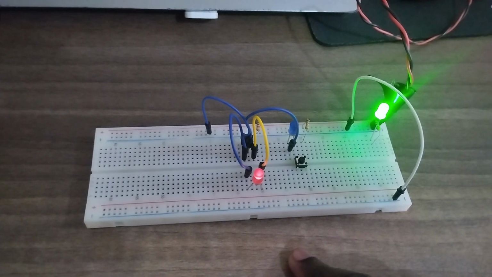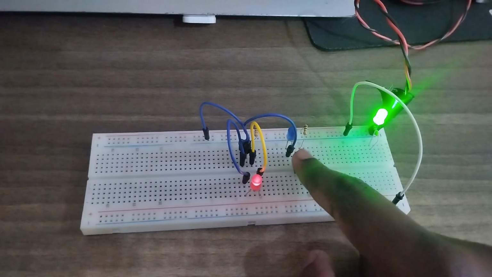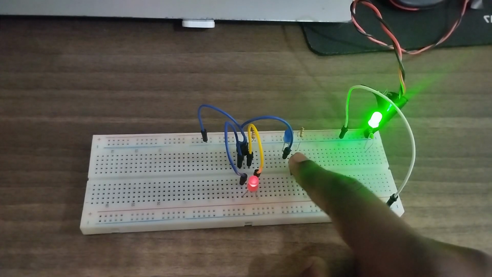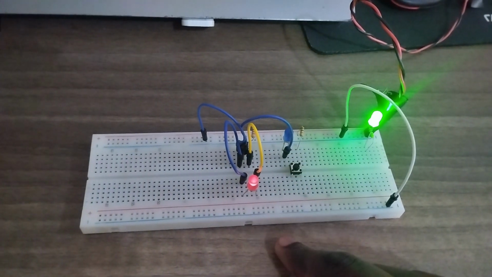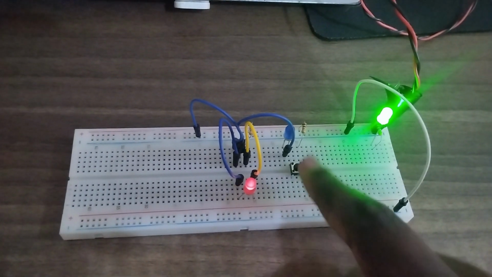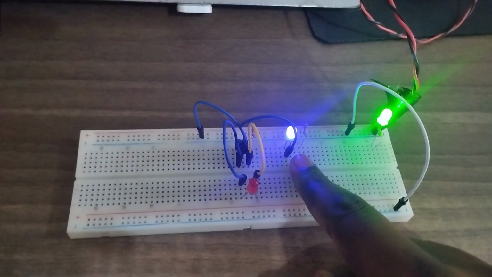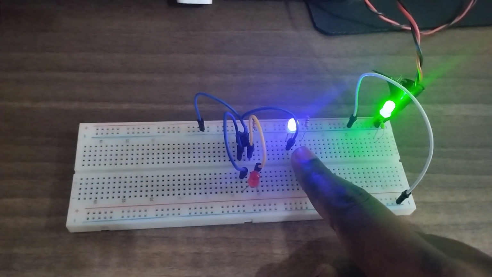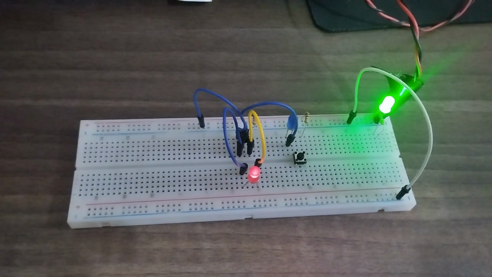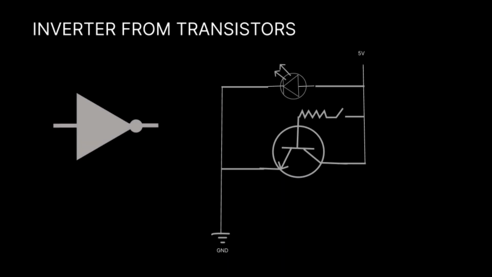When the blue LED is on, then the input is 1. When the blue LED is off, then the input is 0. The red LED represents the output. When the red LED is on, then the output is 1. When the red LED is off, then the output is 0. And the button I'm using as the switch. When I press the button, the input is 1 and the output is 0. When I let go of the button, the input is 0 and the output is 1. And thus, we have successfully made an inverter using transistors.